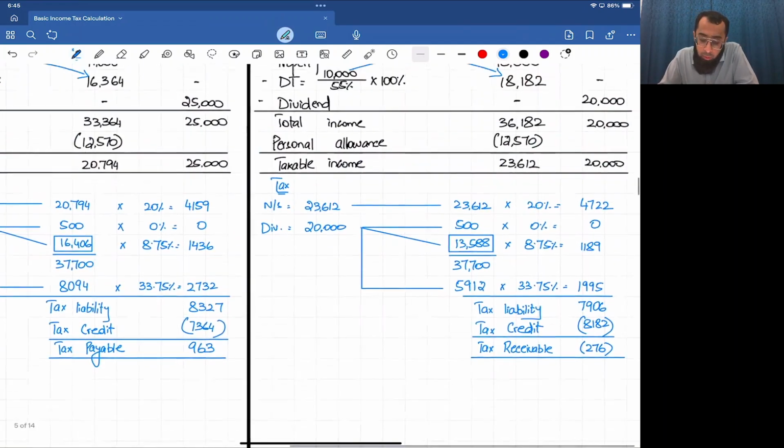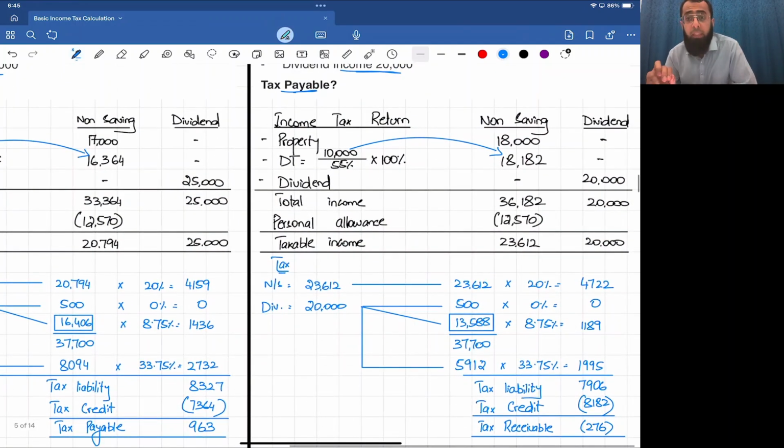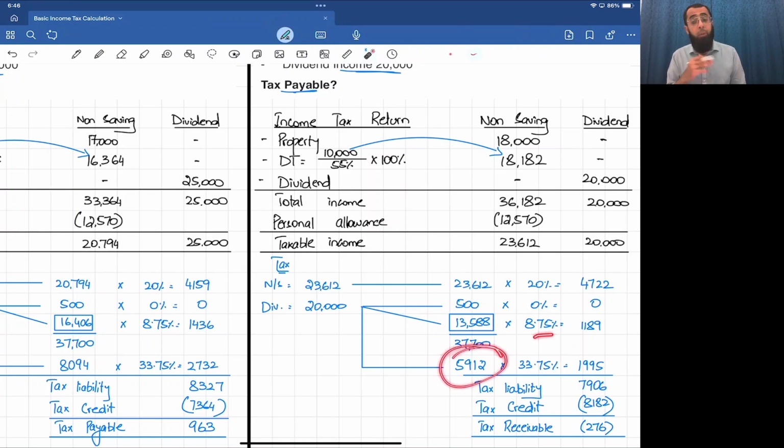So if you look at this question, I believe that it's not difficult. Property income is non-saving. Discretionary interest, 45% withheld. So you gross it up by 55 and multiply by 100. Dividend goes in the head of dividend. Then it's just applying the routine tax rate. Non-saving income in the basic rate band is still 37,700. It's 20%. In dividend, first 500 is always at 0%. Look at the remaining space in the band, 8.75, and the remaining goes at the higher rate.